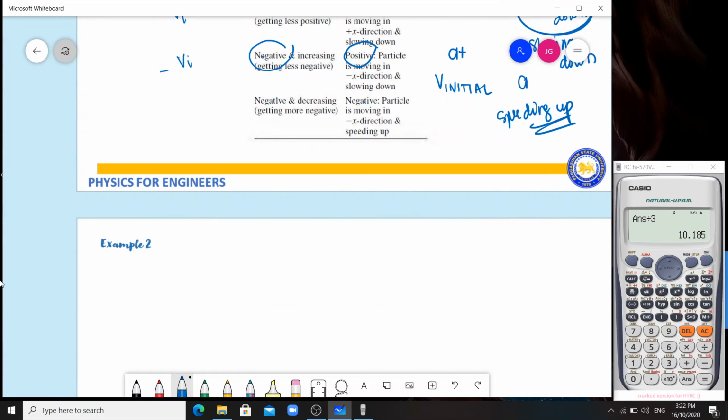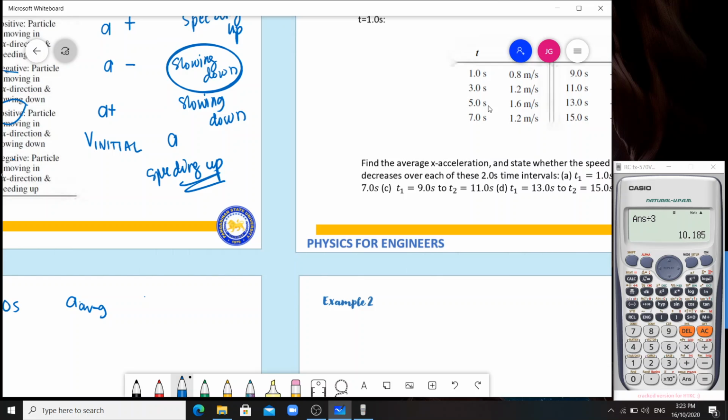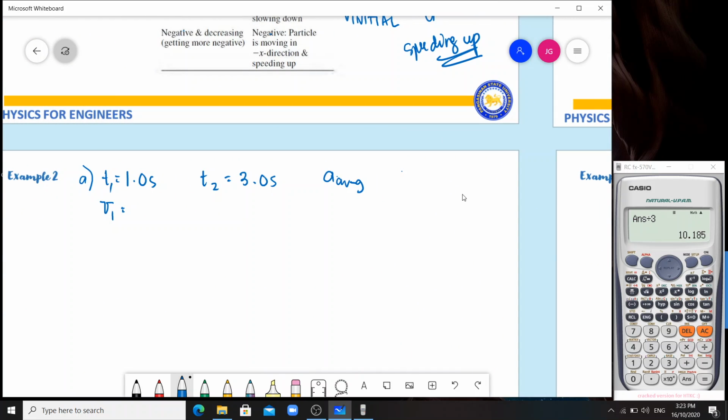Okay. Let's solve. Time is 1.0 second, T1 yan. T2 is 3.0 seconds. Kunin daw natin si average acceleration. And then, we have to identify kung speeding up siya or decreasing. So, ang velocity natin at 1 second, 0.8 and then 1.2. Okay. 0.8 meters per second, and then velocity 2 is 1.2 meters per second. Okay? Then, we have to get the average acceleration, which is delta V over delta T. Ang delta V natin is V2 minus V1 over T2 minus T1. Yan. 1.2 minus 0.8.